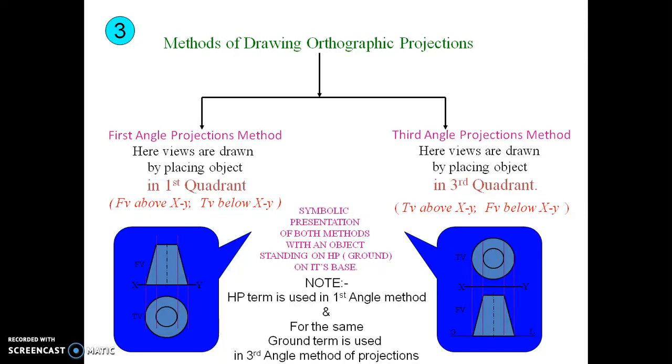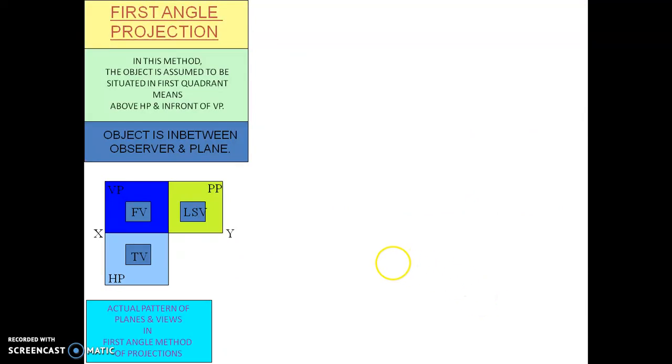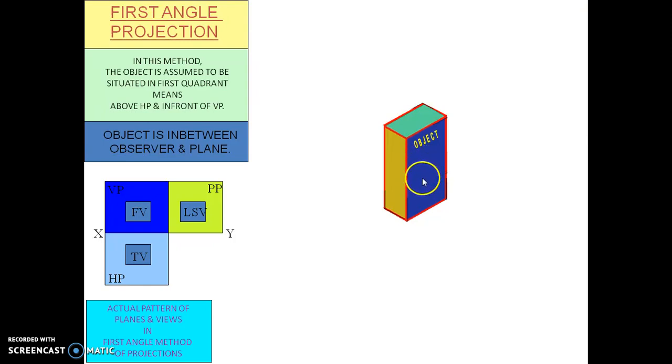Now, coming to the representation of first angle projection. In first angle projection, the object is in between the observer and the plane. I'll explain. Here is the object. Here you can see an object. It is a rectangular prism.